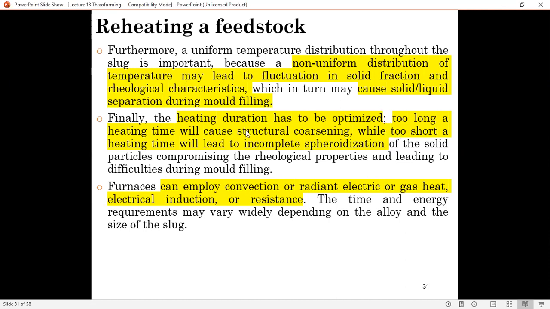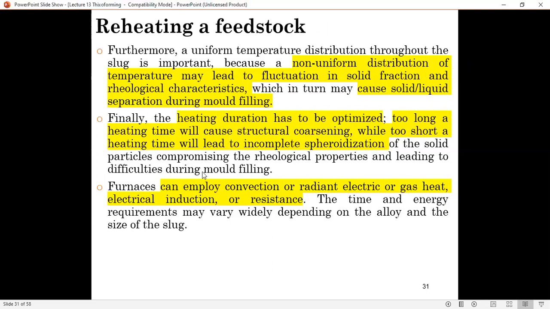Too long a heating time will cause structural coarsening. If you heat up too long, the structure will coarsen, so the grain size will become bigger. When the grain size becomes bigger, it will change the characteristics of the material itself. So that's basically related to the question just now.